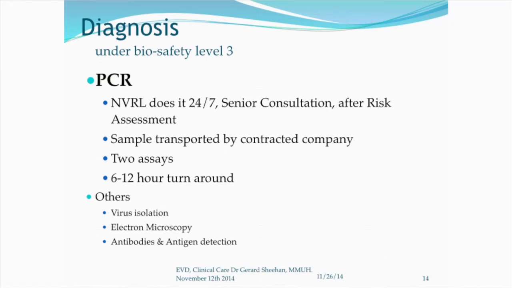The diagnosis is straightforward. The lab might not say that, but from our point of view, it's straightforward. We send a sample to the lab, and they produce the result in 6 or 12 hours. And it's a PCR test. The National Virus Reference Lab works very well with us. It has a 24/7 on-call system, which I'm sure they'll describe later. It can be activated after senior consultation, after a risk assessment, with transport of the sample by a contracted company. They run 2 assays. There are, of course, other things that can be done that we're not doing: virus isolation, electron microscopy, and antibodies and antigen.